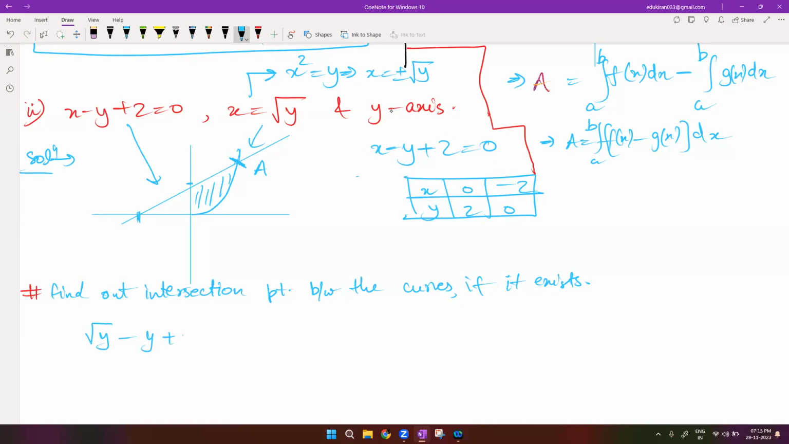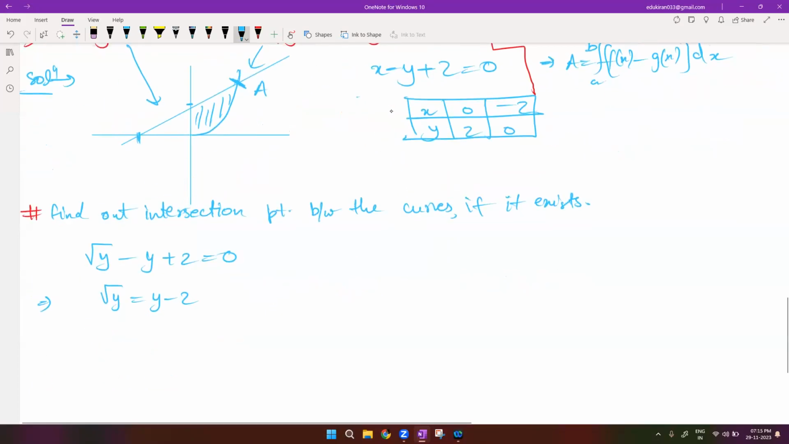So x is equal to root y, minus y plus 2 is equal to 0. Now I can't solve this equation in root y, so I will have to square. I will take root y on one side and y minus 2 on the other side, and then square. So y is equal to (y minus 2) whole square, which can be written as y is equal to y square minus 4y plus 4. Correct? So this equation will become y square minus 5y plus 4 is equal to 0.